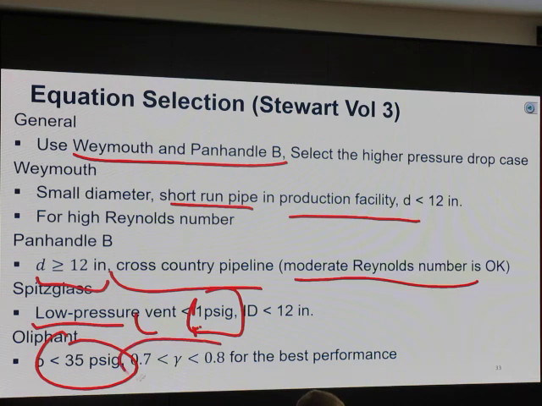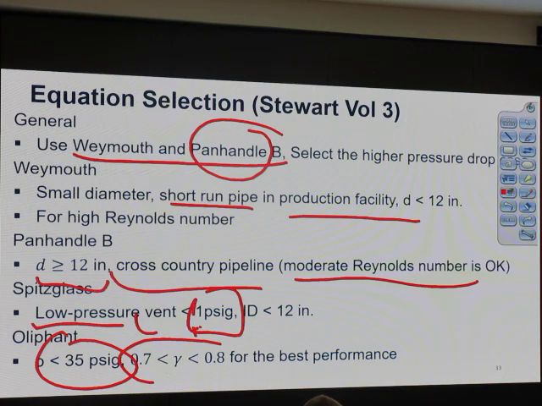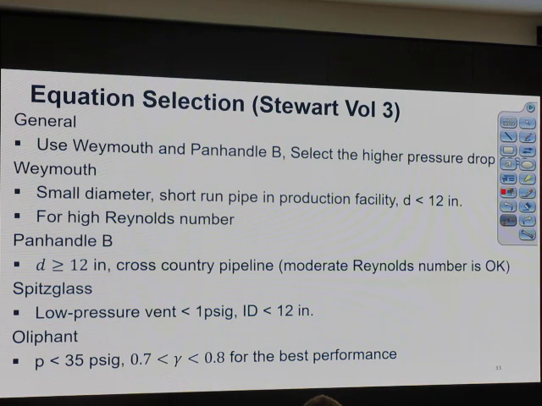Okay, and this is the range of gamma for the best performance. I know that you cannot memorize everything, but at least you should know that we use parameter B, not A. Okay, and for vacuum, we use this. Or even if you say that or that, it's okay. And the pipe diameter, big pipe, use parameter B.